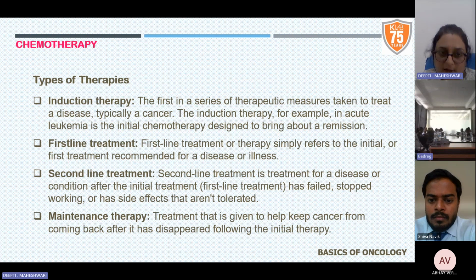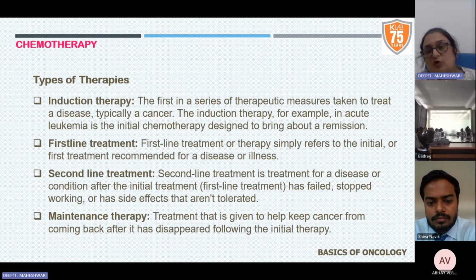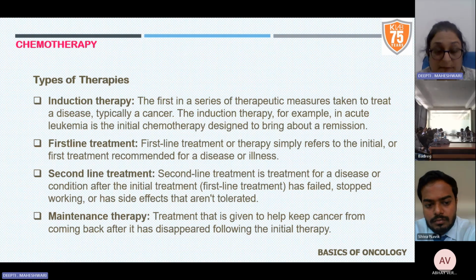Similarly, you have third line treatment also. If the patient's first two treatments have failed or have not shown the desired result, then the patient has to move to another chemotherapeutic agent or a combination of chemotherapy, then that becomes a third line. Okay, so this is how you have to understand.